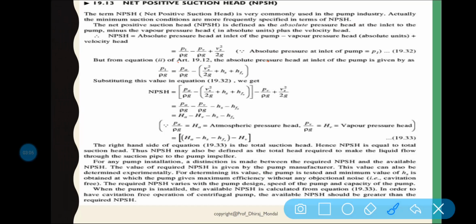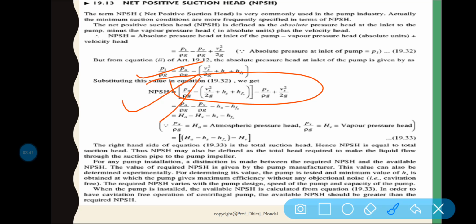You can see P1 by rho g is equal to PA minus, that means with respect to atmospheric pressure we can write P1 by rho g, which is the absolute pressure at inlet of the pump. Now P1 by rho g equal to PA by rho g minus Vs square by 2g plus Hs plus HFS. Now put the value of P1 by rho g in the equation of NPSH. So you will be getting this equation.